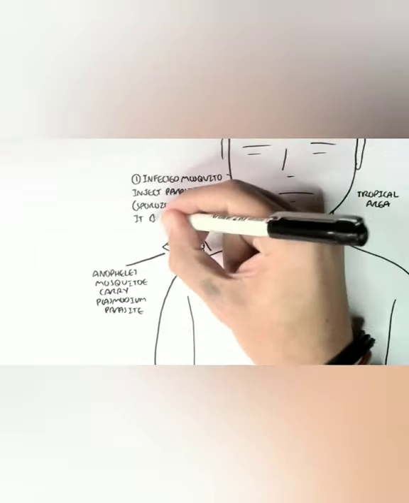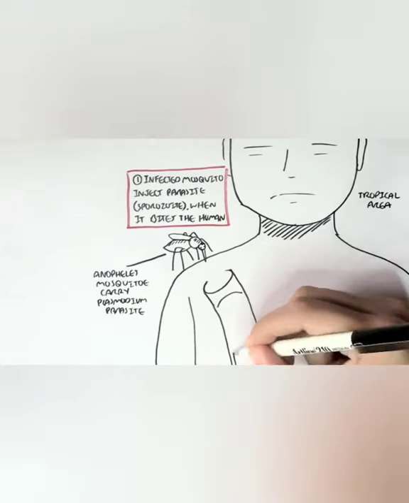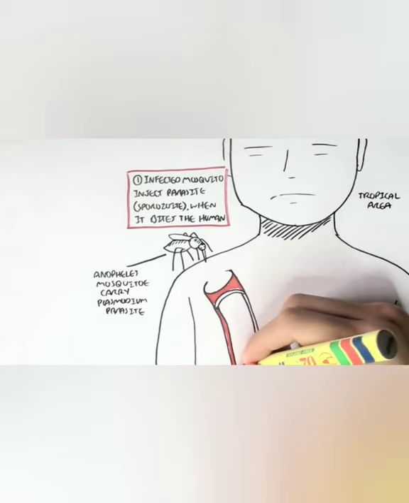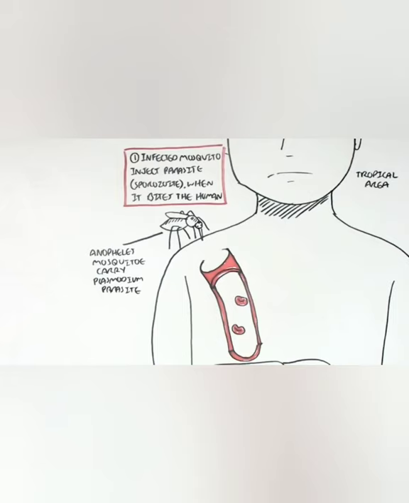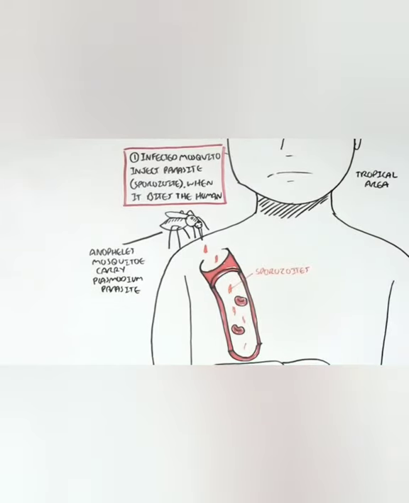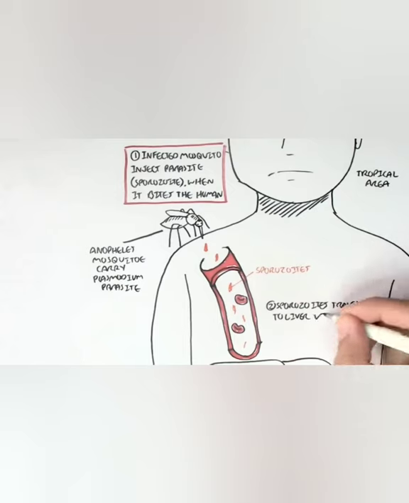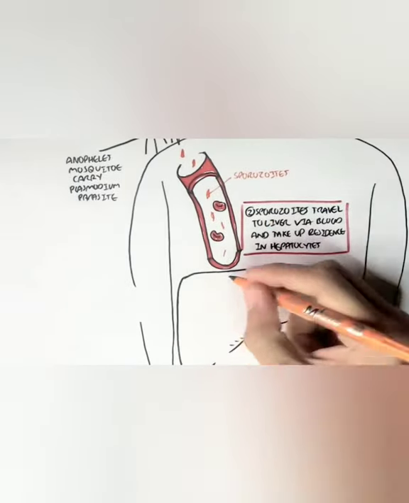So first what happens during the life cycle is that a mosquito injects a sporozoite when it bites the human. A sporozoite is just a technical term for an immature form of Plasmodium parasite. I'll be using some other terms, but whatever I use, they refer to the parasite itself. So the sporozoite gets injected into the bloodstream. The sporozoite travels to the liver via the blood and will take up residence in the hepatocytes, which are the liver cells.